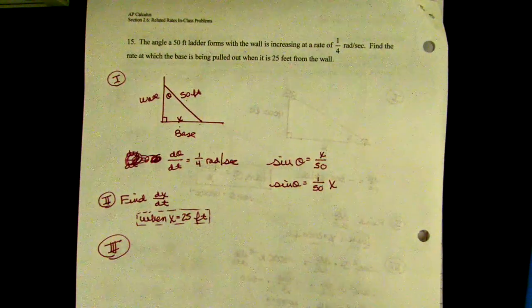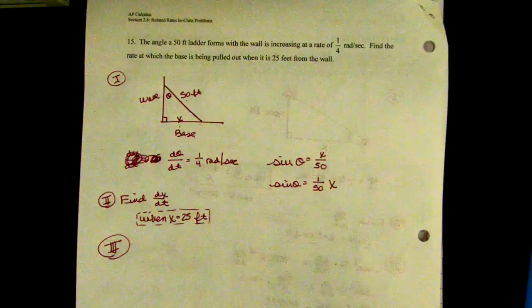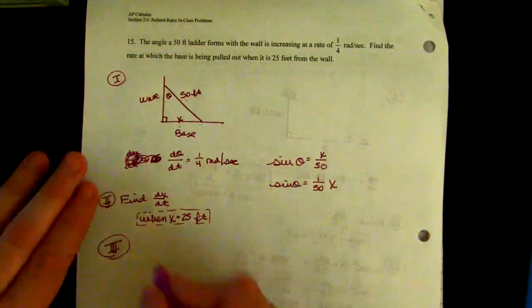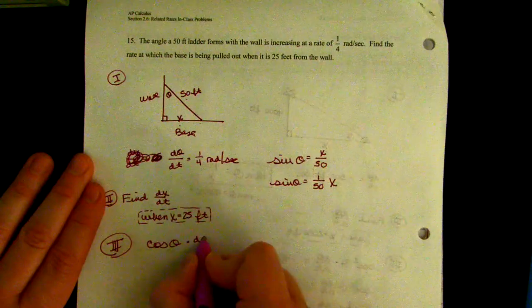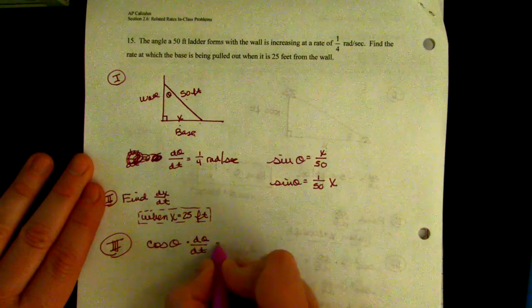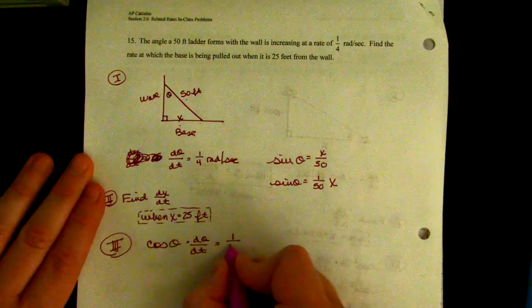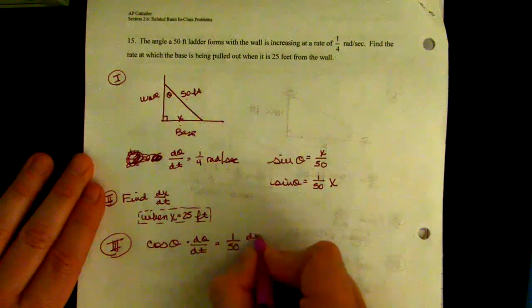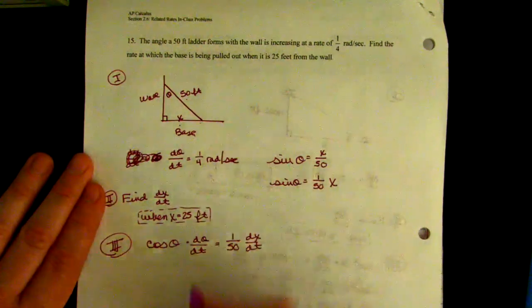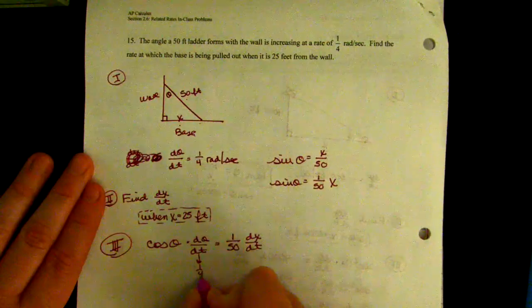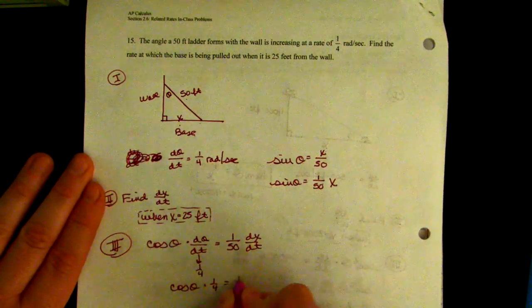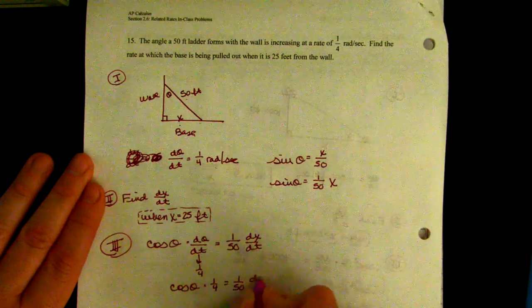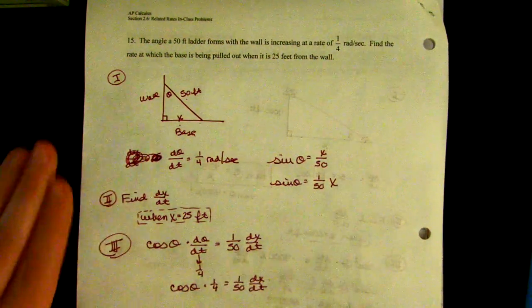Go do your derivative. Edpuzzle's going to pause. Derivative of sine theta is cosine theta, but don't forget your d theta dt. Oh, this is going to be really nice now. Derivative of 1/50th x is 1/50th dx dt. Might as well plug in my 1/4, and I'm going to get cosine theta times 1/4 equals 1/50th dx dt.